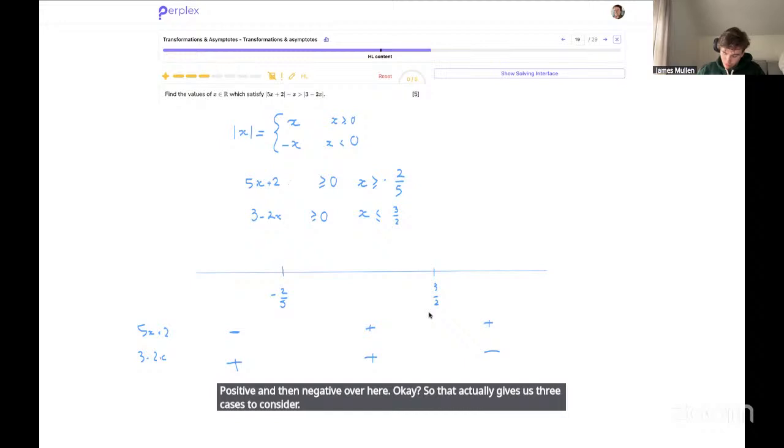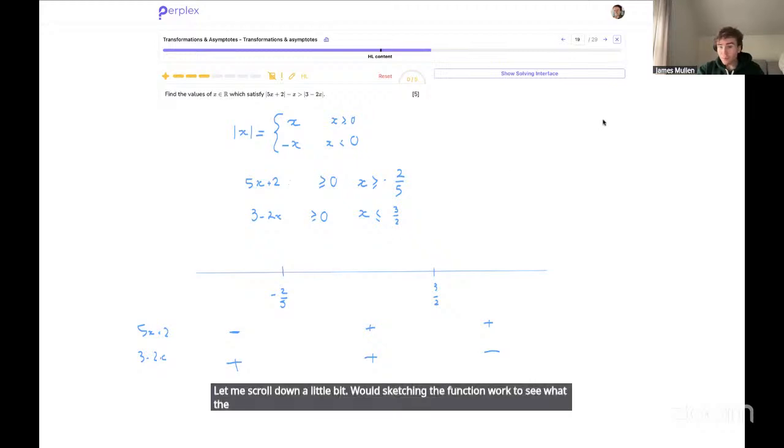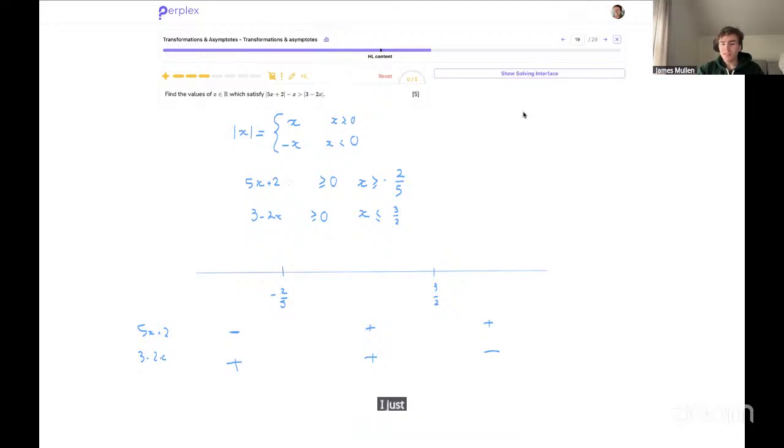Let me scroll down a little bit. Would sketching the function work to see the point? Yeah, it would work. And I can maybe even show you how to do that. I just want you to have both ways so you can decide which one is the most effective for you.